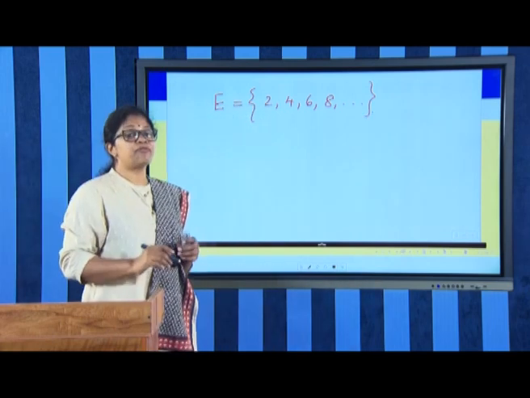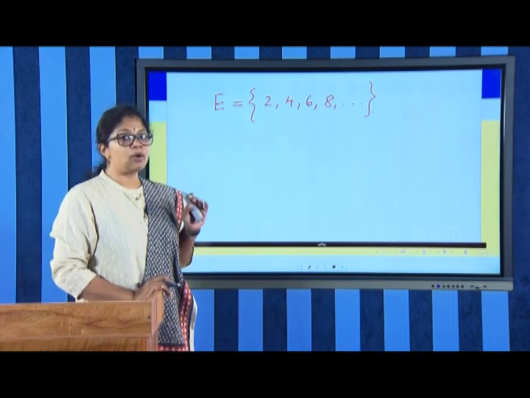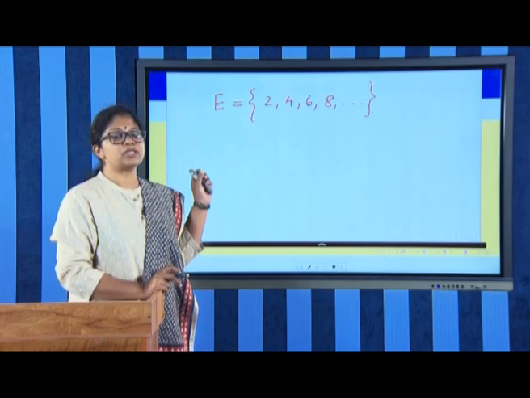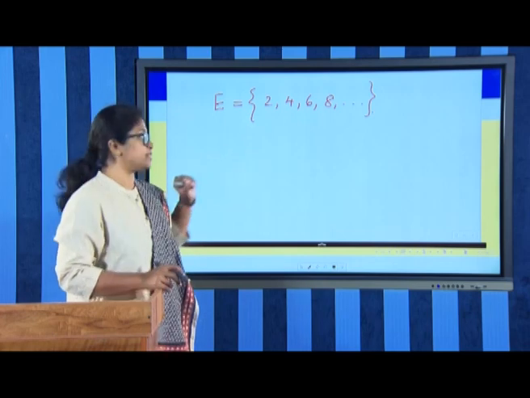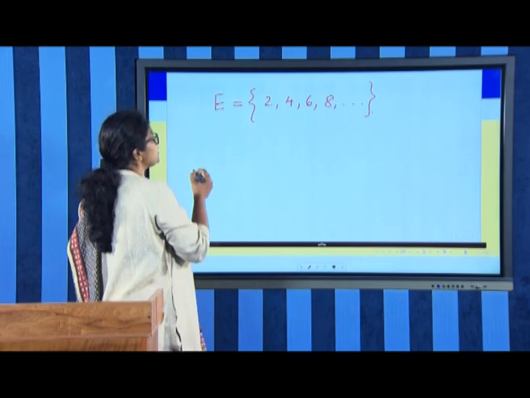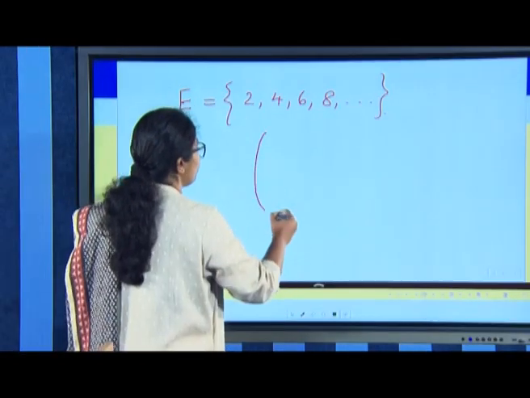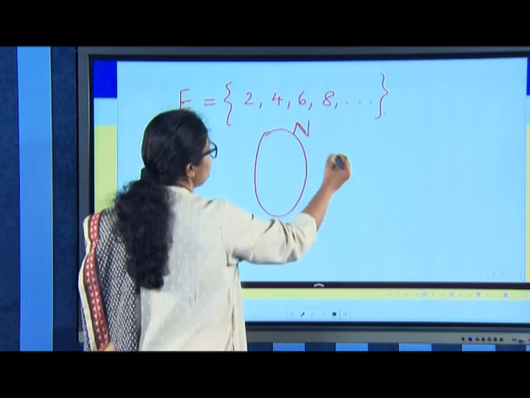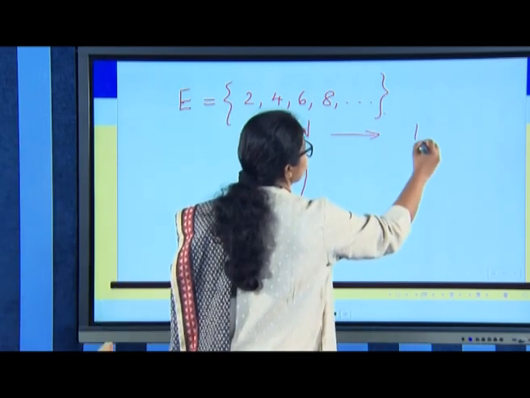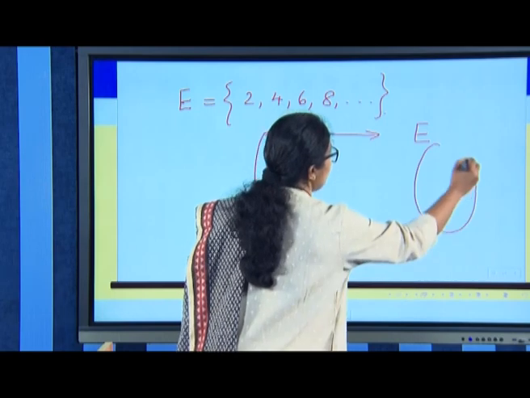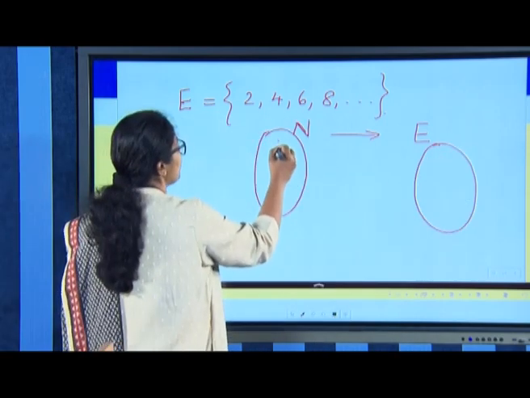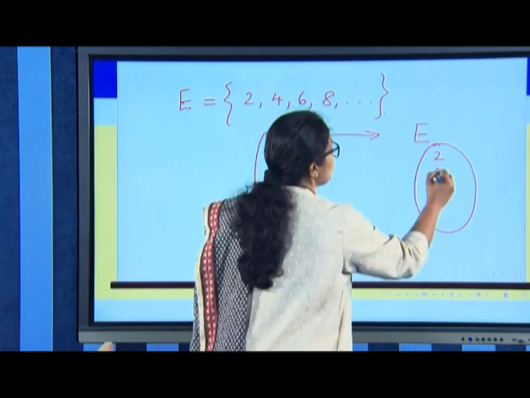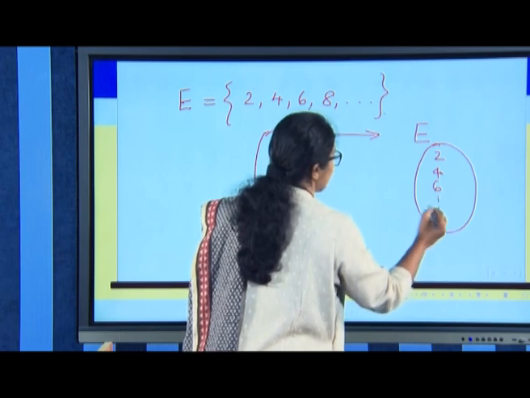Now, we have seen in the definition of countable sets that in order for a set to be countable, we need a bijection from the set of all natural numbers to the set S. Here the set S is the same as the set E. So, we are going to define a bijection from the set of all natural numbers N onto the set E, which is the set of all even natural numbers. So, natural numbers 1, 2, 3 etc. onto the even natural numbers 2, 4, 6 etc.